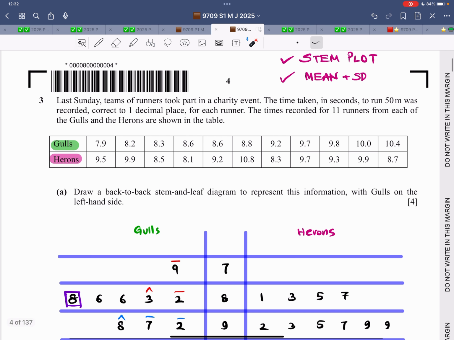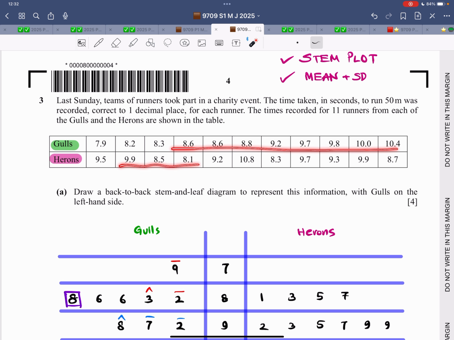Let's move on to question number 3. It says, last Sunday, a team of runners took part in a charity event. The time taken in seconds to run 50 meters was recorded correct to 1 decimal place for each runner. The times recorded for the 11 runners from each of the gulls and herons, these are the 2 teams, are shown in the table. So I have labeled gulls with a green color and herons with a pink color. The data is already there.